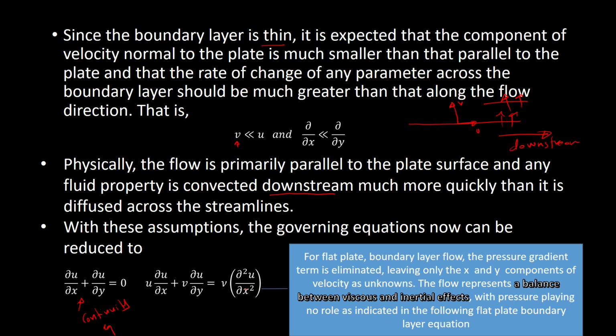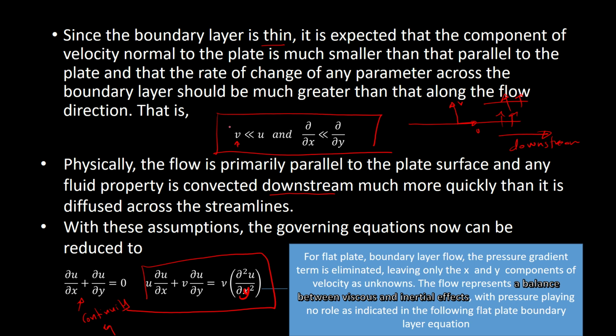This is not dx, because dx is much smaller. This is nu d squared u over dy squared. Okay, so now we just focus on the u velocity. This equation is simplified based on this assumption: the v velocity is much smaller, and the rate of change in the x direction is much smaller than the rate of change in the y direction.